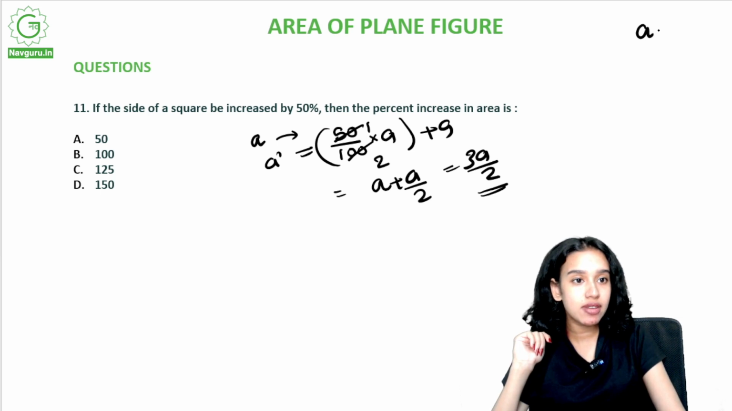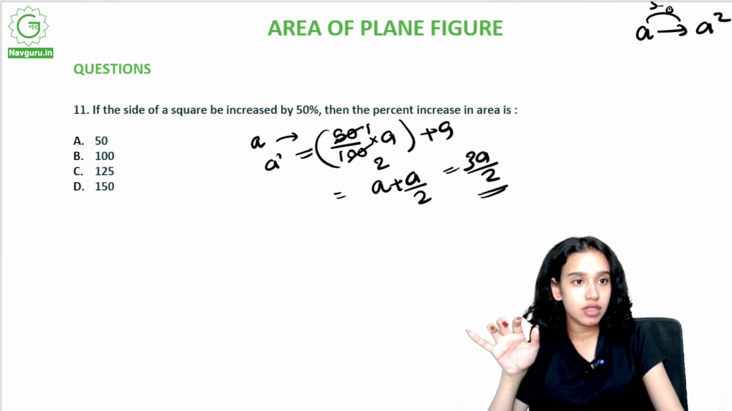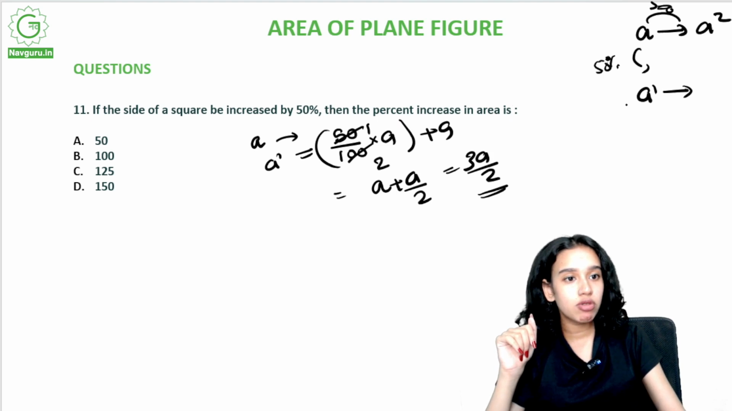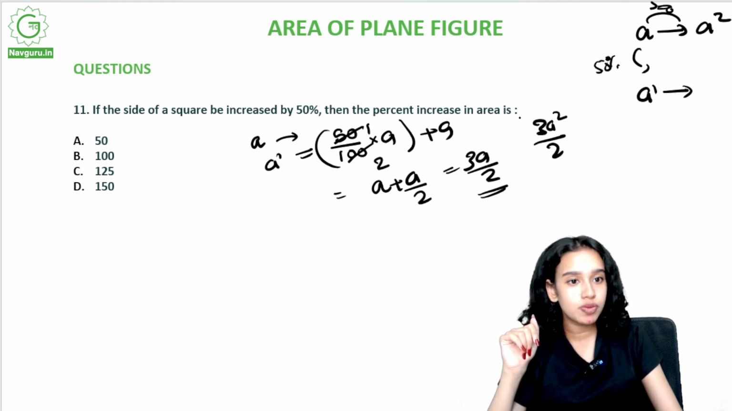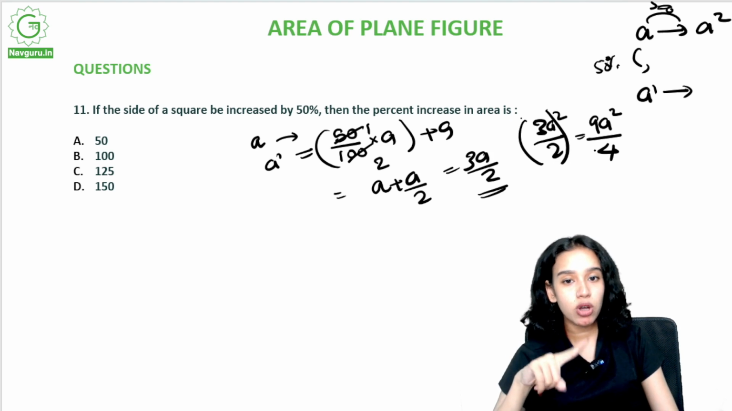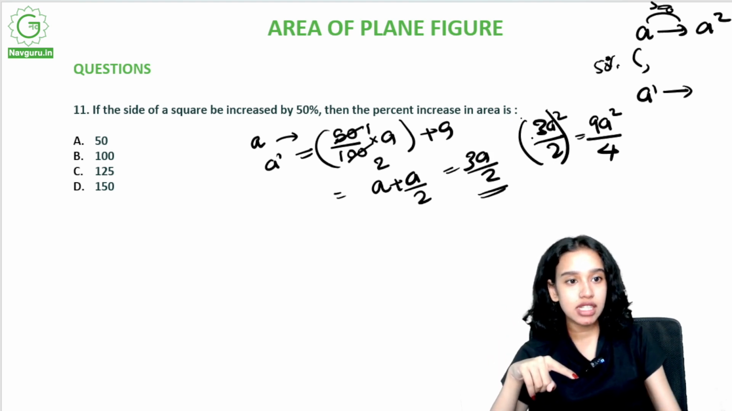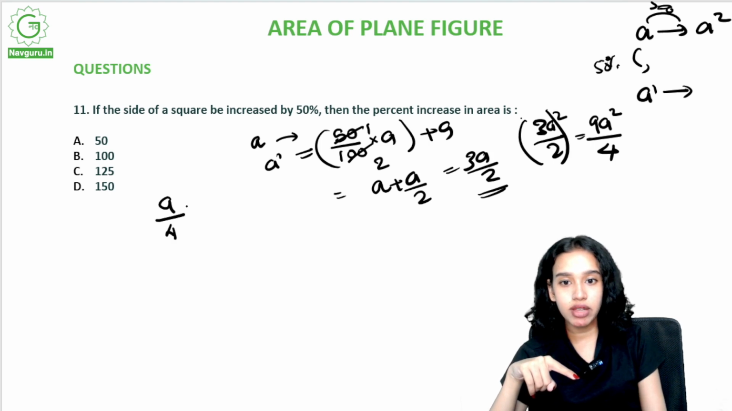So when the side length was A, the area was A square, right? So this increased by 50% to get A dash, right? Now what is the new area? It would be 3A by 2, the whole square. That will give us 9A square by 4. So 9 by 4 of A square. So let's subtract A square from this. 9 by 4 A square minus A square would be equal to 5A square by 4.